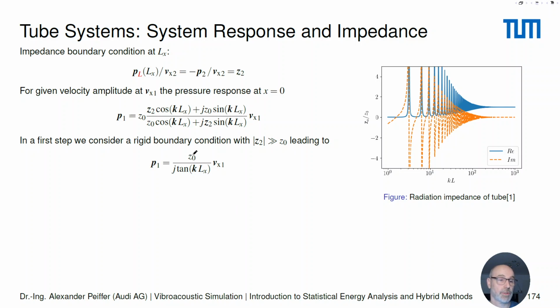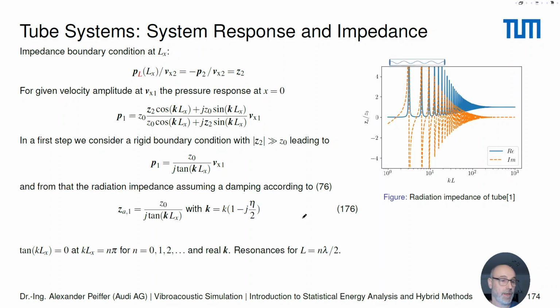So the pressure is the characteristic impedance times velocity divided by the tangent of wave number times the length of the tube. And here, when we just would like to calculate the radiation impedance from this, which is quite easy, we just have to divide by the velocity, then we get the following impedance formulation for the left input in the tube. K here is a complex wave number, because when we defined the tube, we had assumed a damping loss factor, and this is considered by introducing a complex wave number.